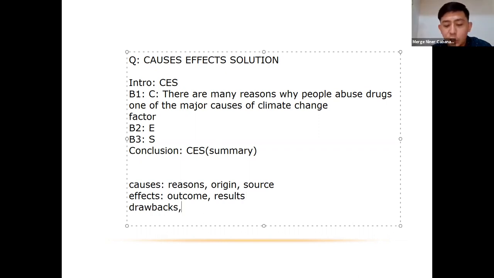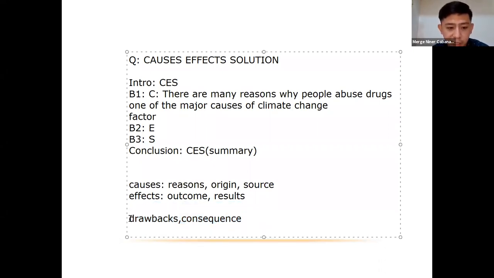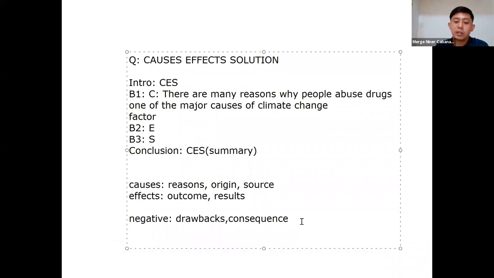So outcomes and results, those are the ones that I will use. But the reason why I said drawbacks will come later, kasi si drawbacks para siya sa negative. So si consequence at saka si drawback ay para siya sa negative na effect. Diba? So sa negative na effect, drawbacks and consequence, meron din tayong positive na effect. For positive, the words that you can use to replace positive result would be, ano? Ano mga words for positive result? Kabaliktaran ng drawbacks.